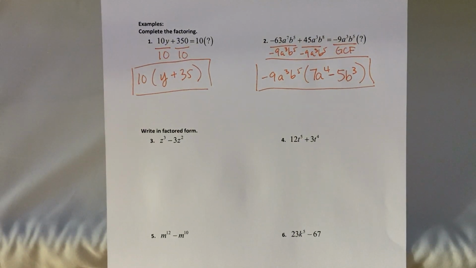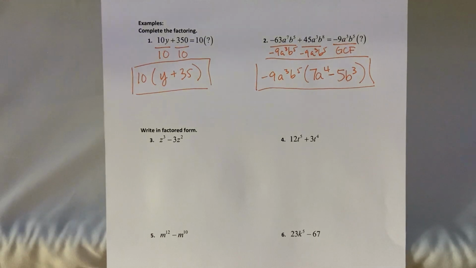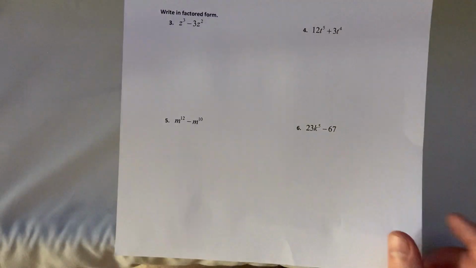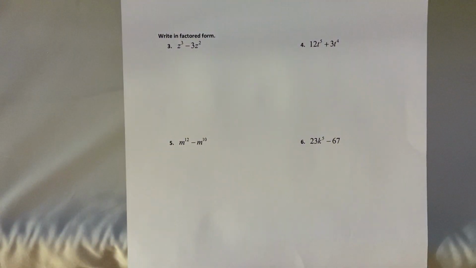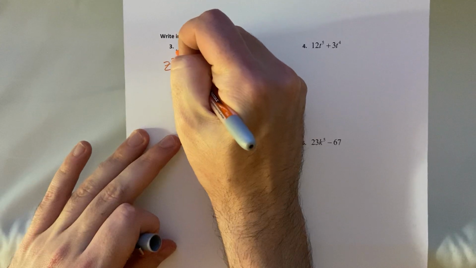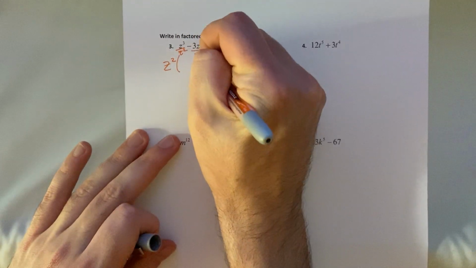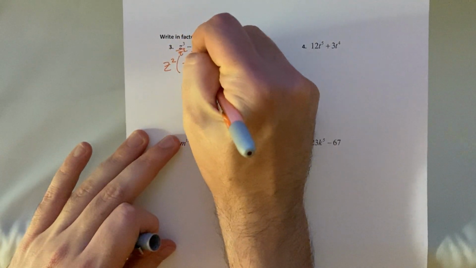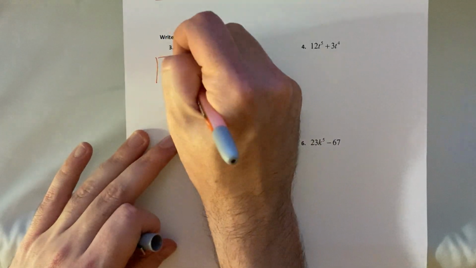So now let's practice finding the greatest common factor ourselves. So first, write in factored form. What do z cubed and 3z squared share? They share a z squared. And if I divide it out from both terms, I'm left with z minus 3. So this is the factored form.